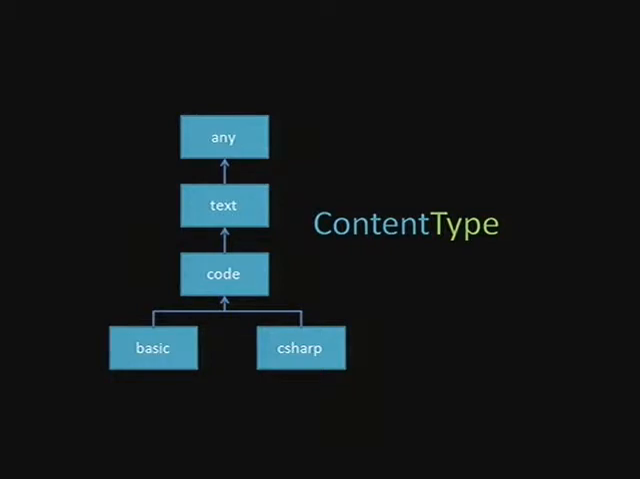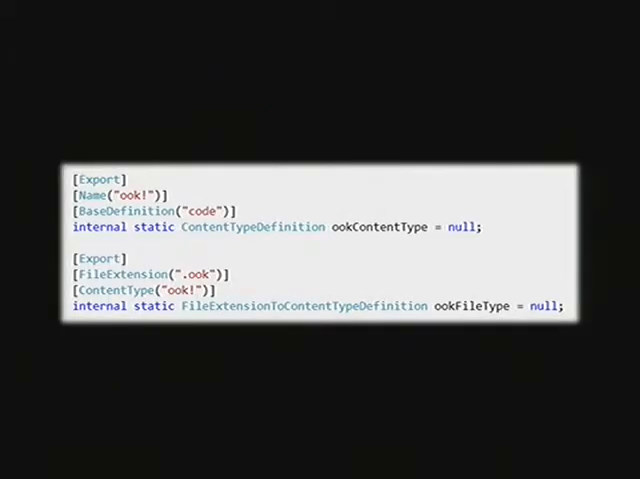And then you get more specialized content types coming down from that, things like text, and then you have a specialization of text called code, and then C#, Basic. So what we need to do is get ourselves added to this hierarchy, right? So Ook is code. It is a coding language, right? And so what we're going to do is export out something called a content type definition. Now, to get yourself inside of Visual Studio, you do the same thing you do for any other type of extension. We're using the Managed Extensibility Framework here.